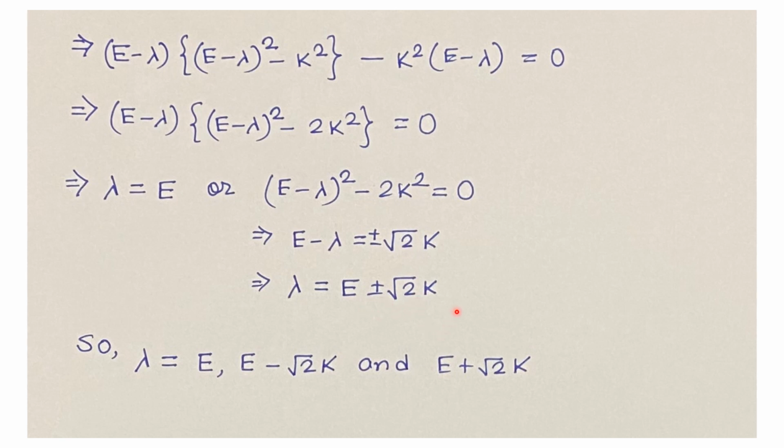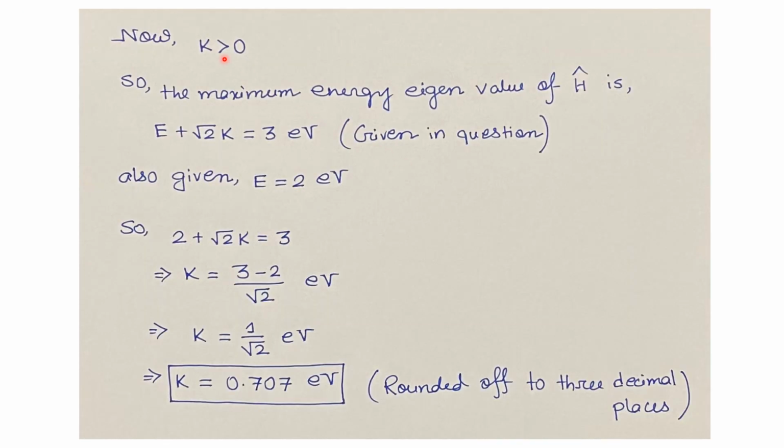So we obtained 3 eigenvalues for the total Hamiltonian H cap. Those are lambda equals E, E minus root 2k, and E plus root 2k. Now it is given in the question that our k value is always positive, that is greater than 0. The maximum energy eigenvalue of the total Hamiltonian H cap is E plus root 2k, and that equals 3 electron volt, as given in the question. Also given E equals 2 electron volt.